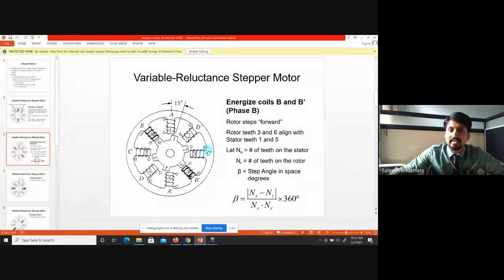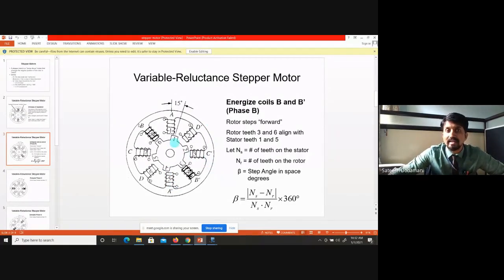When you energize two coils at a time, 15 degrees divided by 2 gives 7.5 degrees. That is called the half step. This is the full step, and that half step is 7.5 degrees. If you energize three coils at a time, then you will get an even smaller angle.